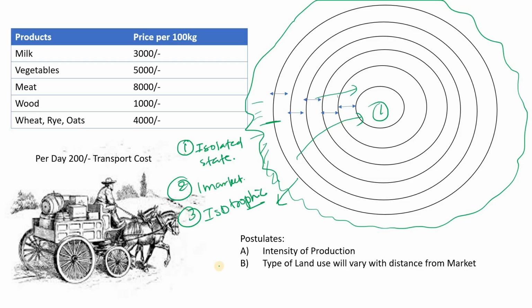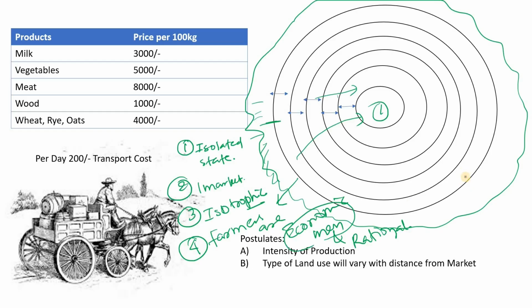And the fourth assumption is that he says farmers are economic men and rational. Economic man and rational means, suppose a farmer is here and he wants to grow a flower garden here. So he will not grow a flower garden, because what is the benefit of growing flowers here? If he tries to sell his flowers to the market, he will have to travel for 5 days. And if he is traveling for 5 days, the flowers will dry up on the way. So he will not grow the farm.